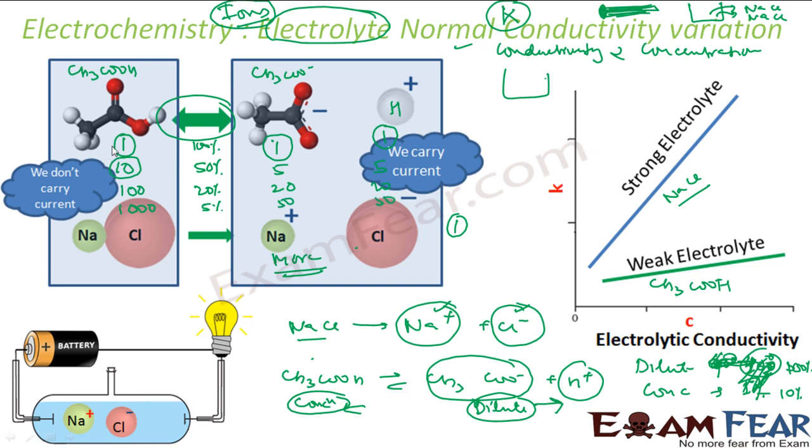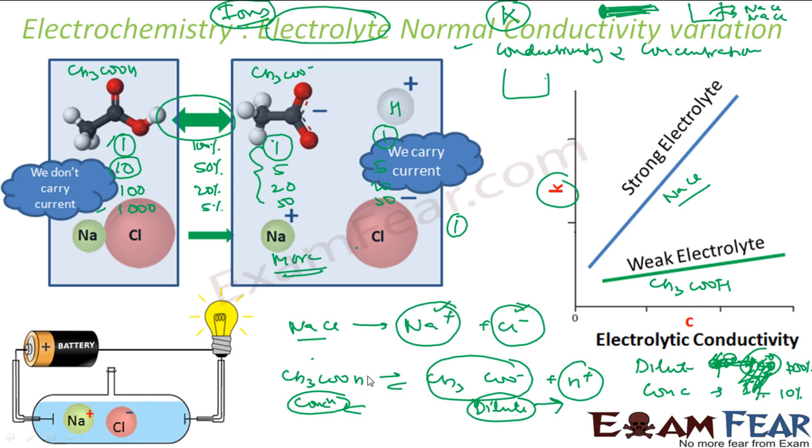Now you see, you are increasing the concentration from 1 to 1000, but actually the ion concentration is only increasing from 1 to 50, and that is what I'm showing here. You are increasing the concentration too much, but the ion concentration, which is directly proportional to conductivity, is increasing less, right? You see, the increase is less.